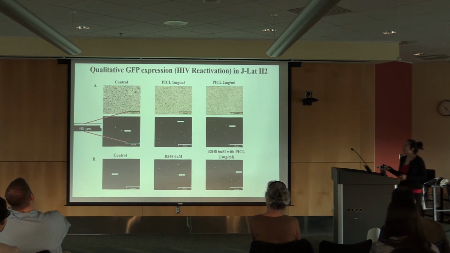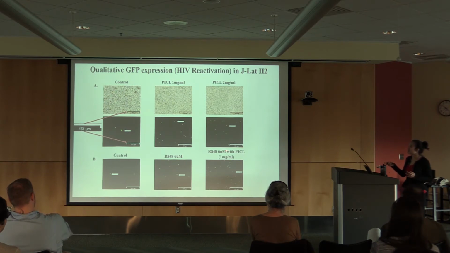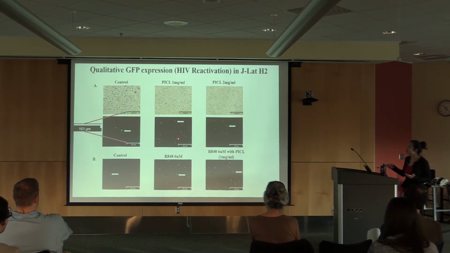So this is looking at HIV reactivation in JLAT-H2s. And the main thing I want you to recognize in here is that each one of these glowing dots represents HIV reactivation within my JLAT-H2 T cell line. So in this top A panel, we're looking at the control versus my medium concentration of poly-IC and my highest concentration of poly-IC low molecular weight. And as you can see, we do get quite a bit of an increase in green glowing cells, meaning that I am getting HIV reactivation visually.